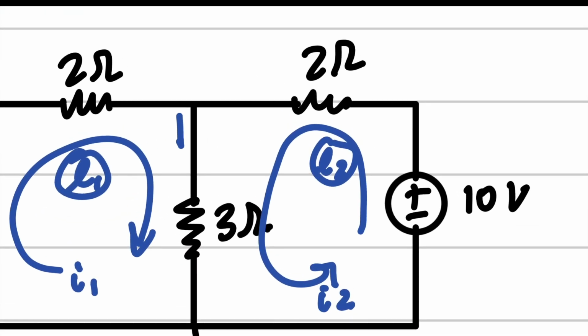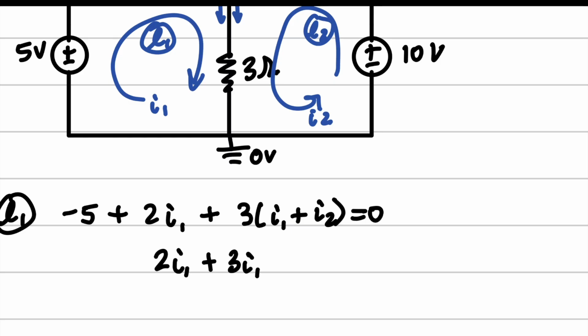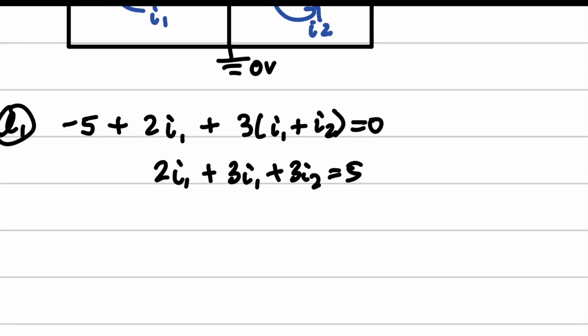These two loops are going down the same branch together. So that means they add up together this time. So we have I1 plus I2 as opposed to minus. Remember that. So we get 2I1 plus 3I1 plus 3I2 equals 5. And we get our nodal equation of 5I1 plus 3I2 equals 5.